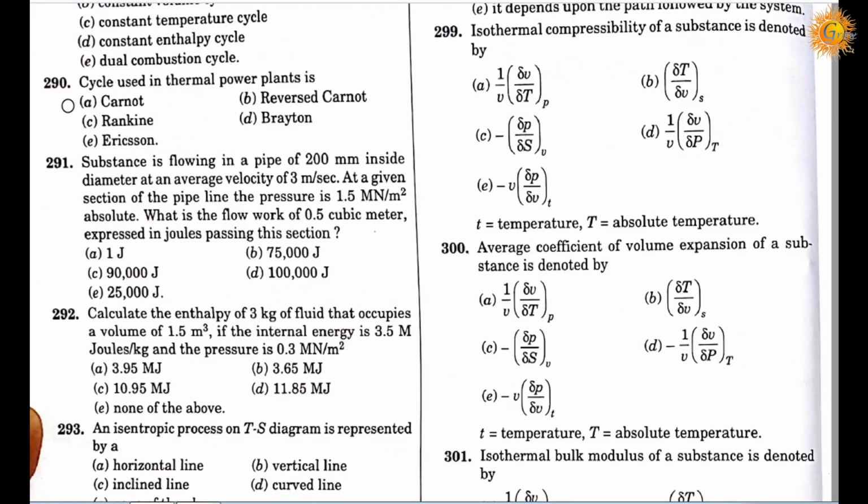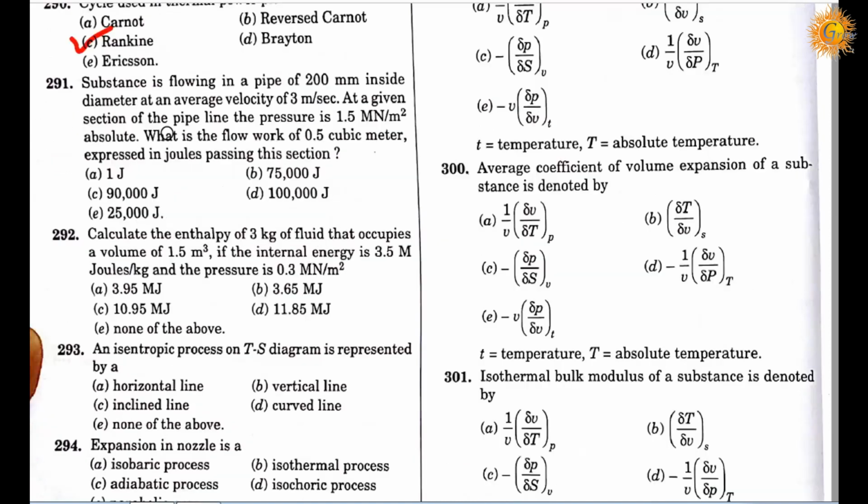Question number 290. Cycle used in thermal power plant is: option A, Carnot; option B, reversed Carnot; option C, Rankine; option D, Brayton; and option E, Ericsson. So the correct answer is C, it's a Rankine cycle.